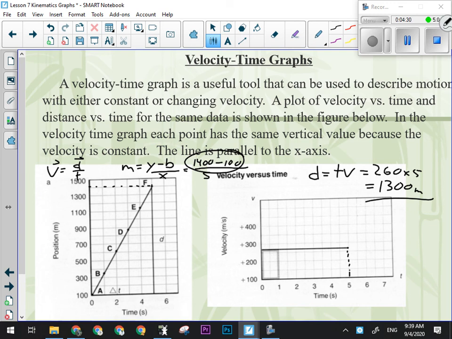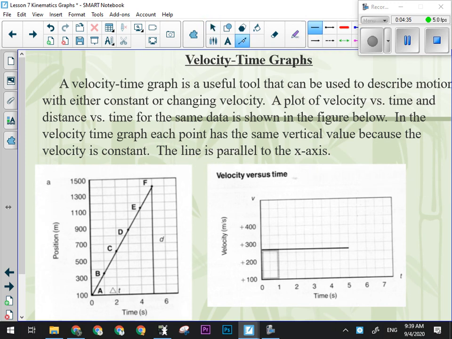Okay, what if instead of having that flat line, instead this graph looked like this? Now what's that object doing? It's speeding up over time. Its velocity is increasing. Okay, because we're seeing a line that started at 100 and ended at 400 meters per second. Okay, obviously the velocity of the object has increased over time.